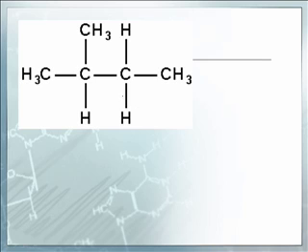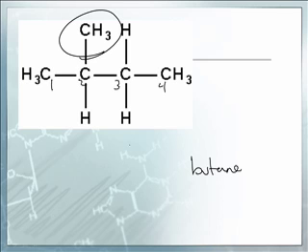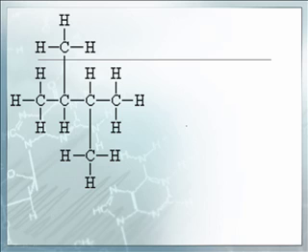How about this one right here? Okay. The longest chain would be here, 1, 2, 3, 4. This is very similar to that last one. So this is also a butane. There's only 1 branch, and it's a methyl group on carbon number 2. So it'll be 2 methyl butane. Not hard.